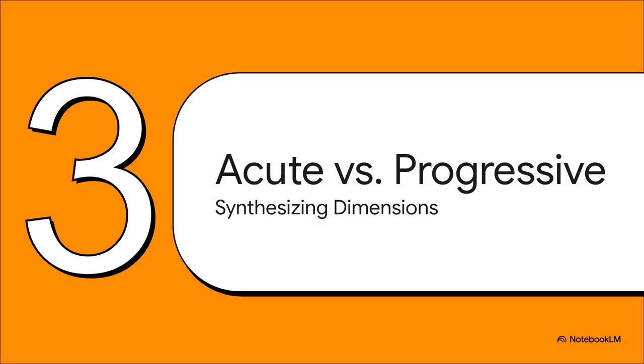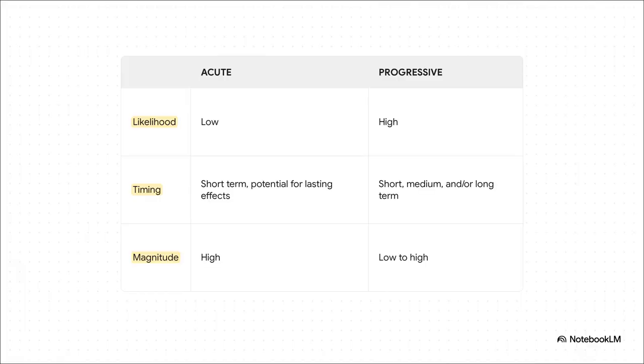Okay, so now let's pull these three dimensions together into two simple, really powerful categories that make this whole framework even more practical. We're talking about acute and progressive impacts. I love this table because it just summarizes our framework so elegantly.